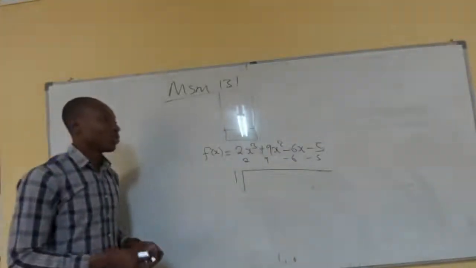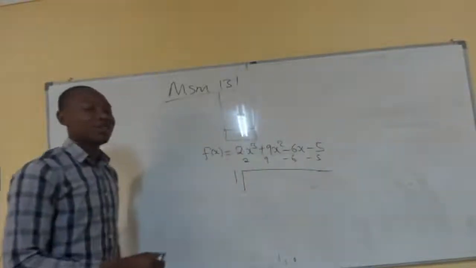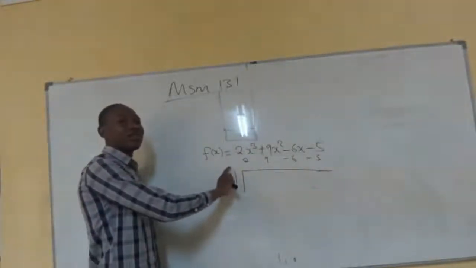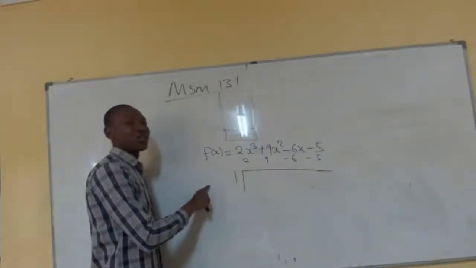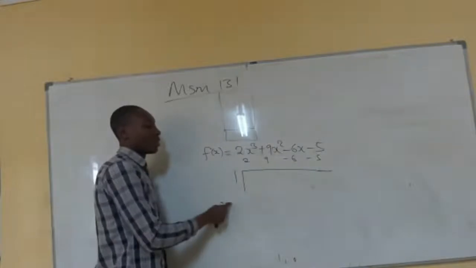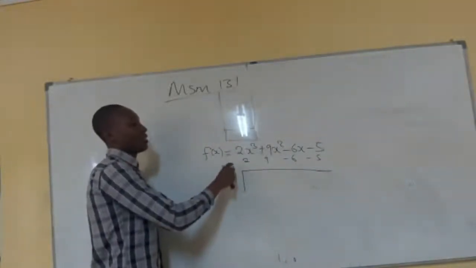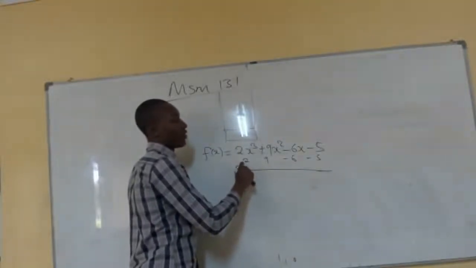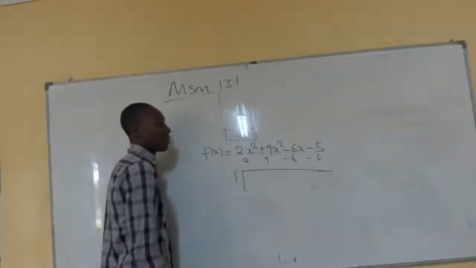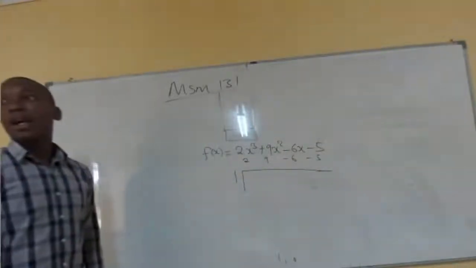So what you do first is write the coefficients. Remember the value of the factor. We said the factor is x minus 1, so you equate that to 0, x is 1. So I'm putting positive 1, okay? Then the first thing is we're going to write the coefficients of the cubic polynomial. We have 2, 9, negative 6, and negative 5, alright?